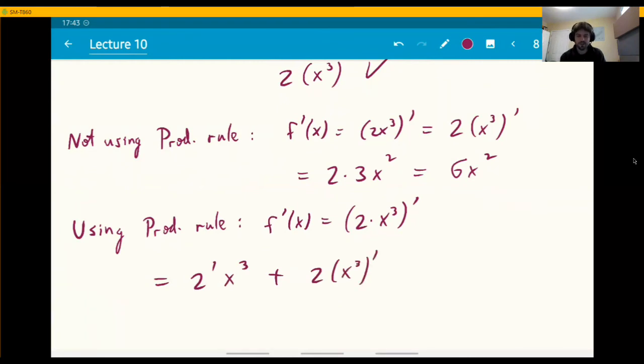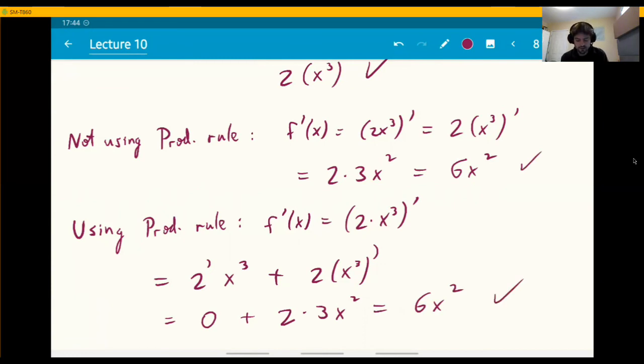But you see that the derivative of the first one, this 2 prime, what is that? Let me write this prime carefully. I don't want you to think this is a number 1. This is a prime. It's a derivative. 2 prime is 0. The derivative of a constant is always 0. And what you have left now is the same thing that we just had above. 2 times 3 times x squared. So you see that doesn't matter. The answers should be the same.